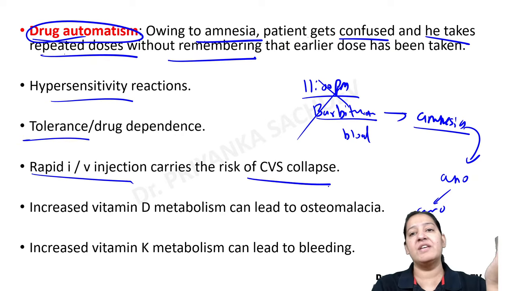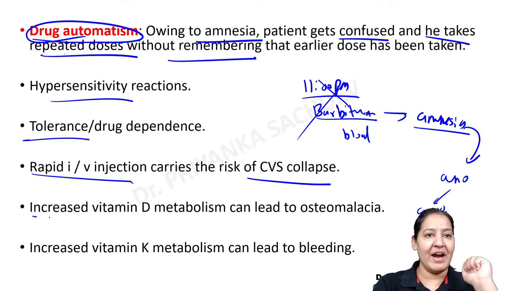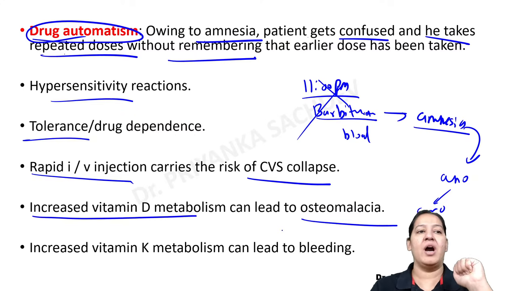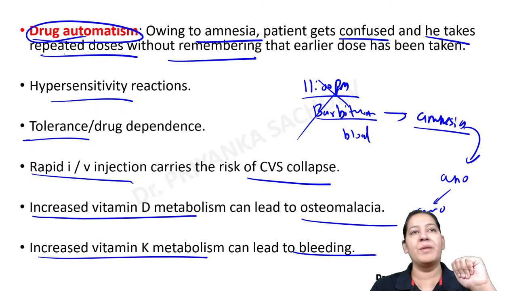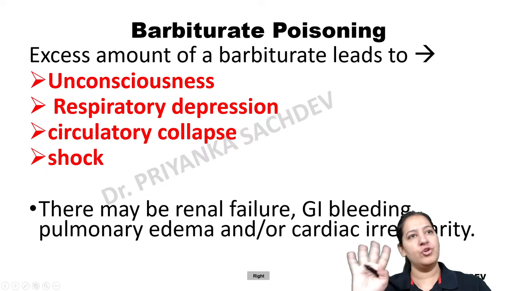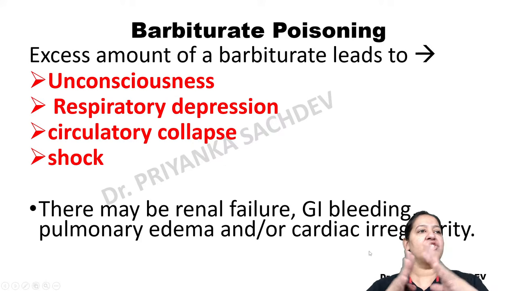Rapid IV injection can cause CVS collapse. Right. Increased vitamin D metabolism can lead to osteomalacia. Increased vitamin K metabolism can lead to bleeding. These all are the adverse effects. You should know the adverse effects. The last thing which I should teach you here is barbiturate poisoning.